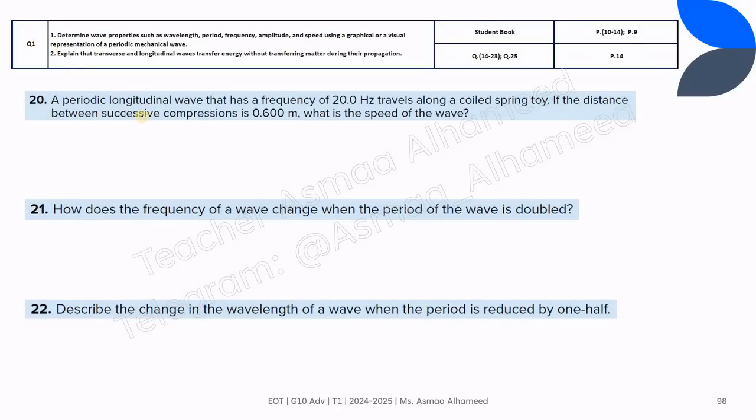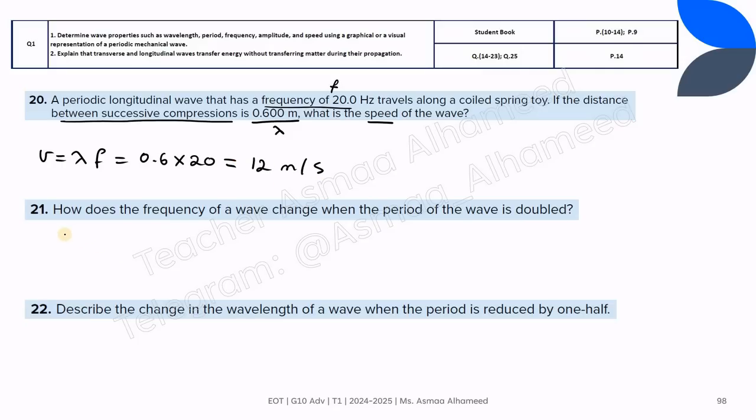Next question, a periodic longitudinal wave that has a frequency, so this is F, travels along a coiled spring toy. If the distance between successive compressions, successive means one after the other, so here this will be lambda. What is the speed? So V is equal to lambda times F, and here we have direct substitution, 0.6 times 20 and we get 12 meters per second.